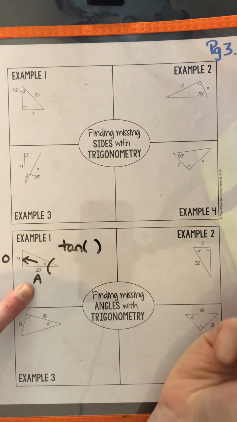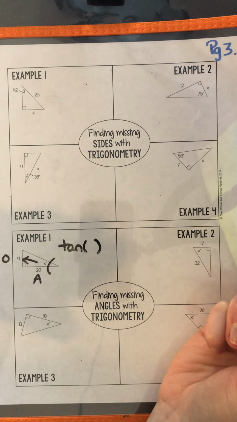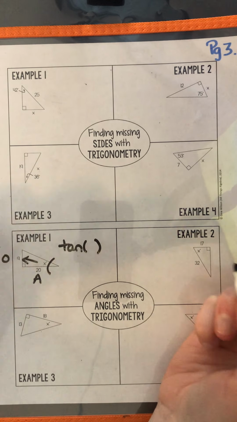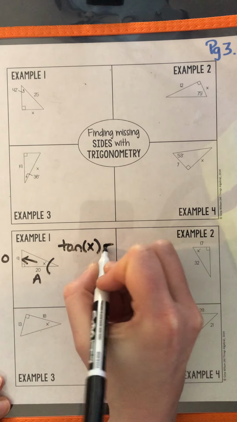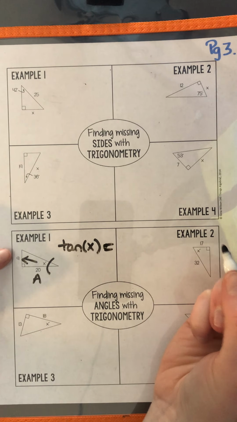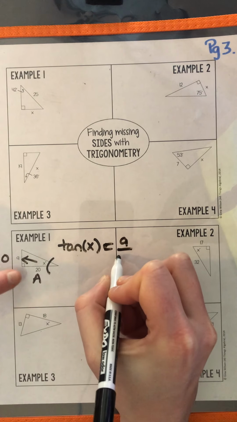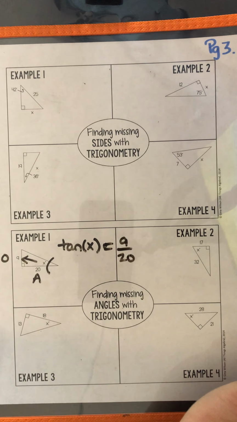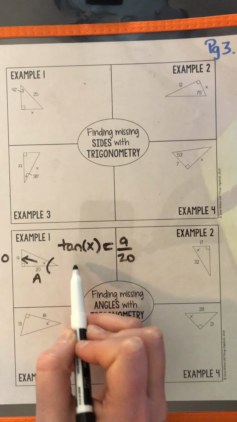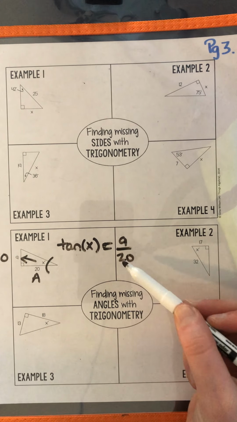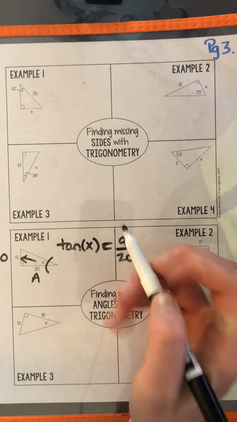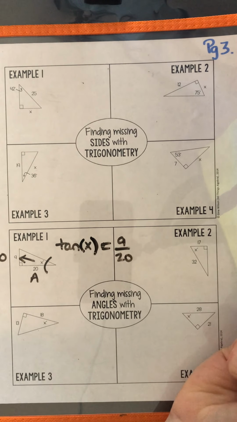Now, what always goes in parentheses? Your angle. This time we are finding the angle, so I'm going to put X there, equals our ratio, 9/20. So it's like what we've been doing, right? It looks pretty similar. However, we do not divide by 1 anymore. We don't cross multiply. Why? Because X isn't part of the ratio. It's now trapped by these parentheses.